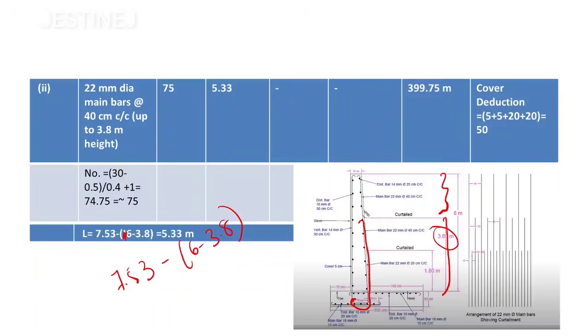So now we move on to the next case, that is the 22 mm diameter main bars, up to 3.8 meter. If you observe, our aim is to calculate up to this much portion of reinforcement. We already know that the total length is 7.53, and we have to reduce this much portion. For that you are taking 6 minus 3.8. If you reduce this much value, you will get 5.33 meter, the remaining portion.